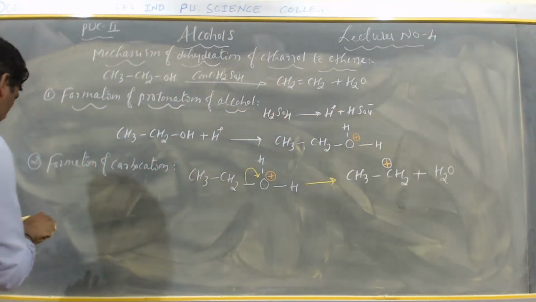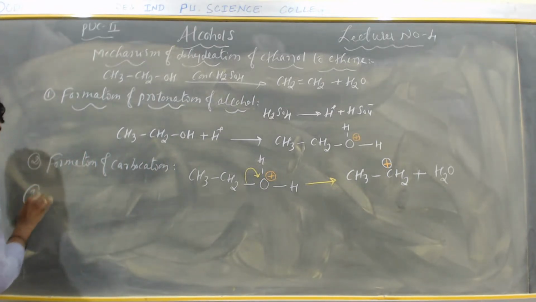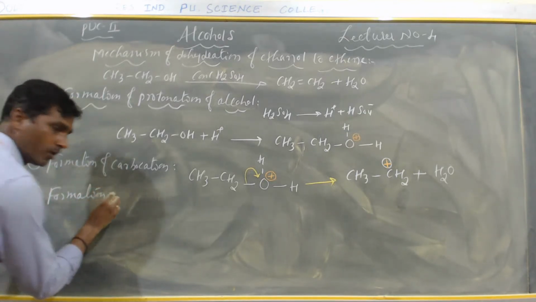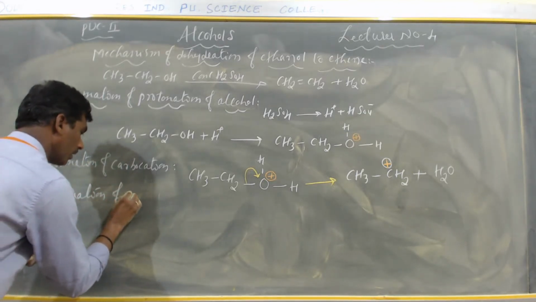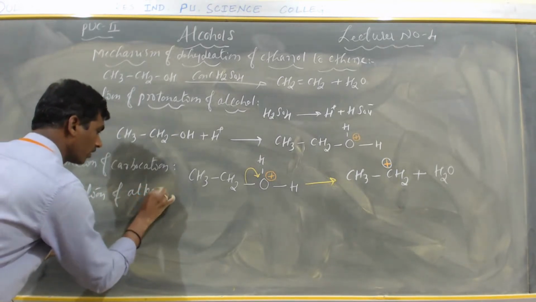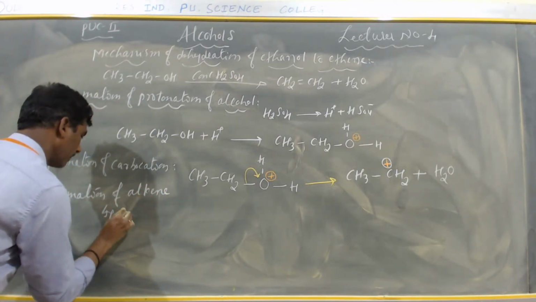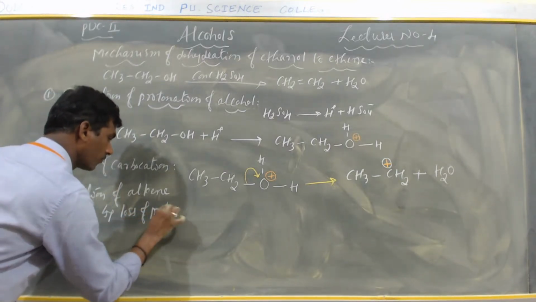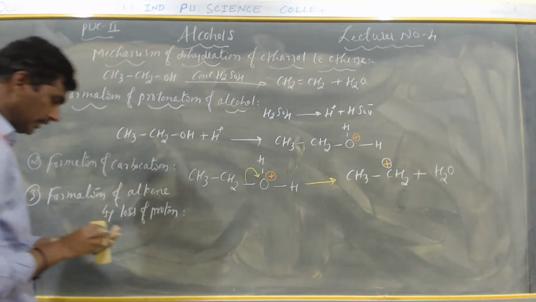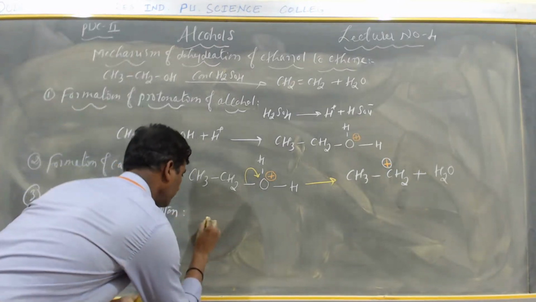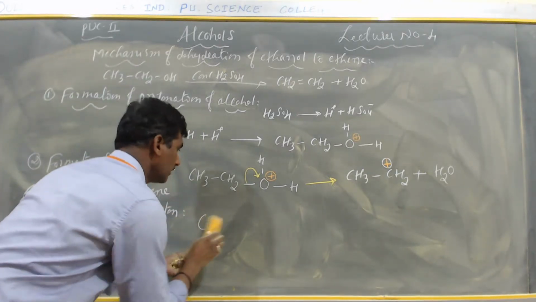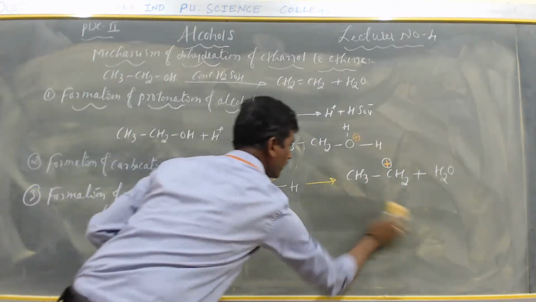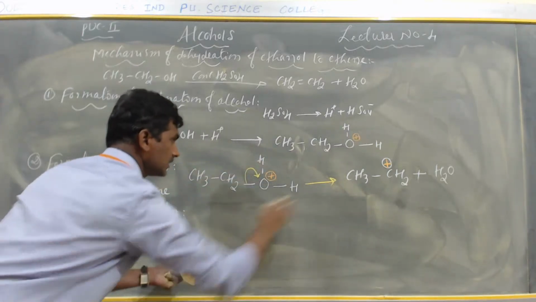Next, my dear students, the third step is formation of alkene by loss of proton. Formation of alkene by loss of what? Proton. This is the step. In this, I can take the same reaction, CH3. So I can take this reaction, all of this here, very important.